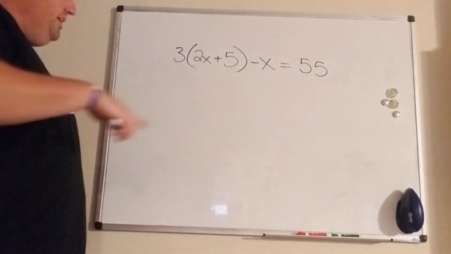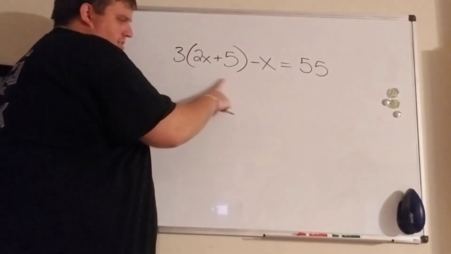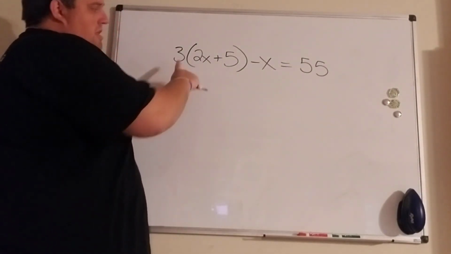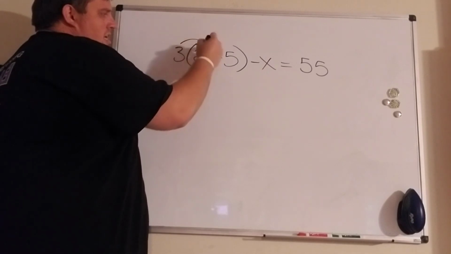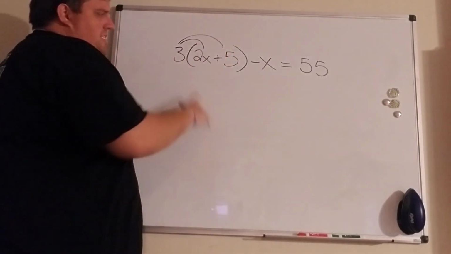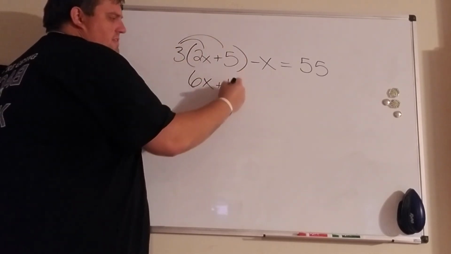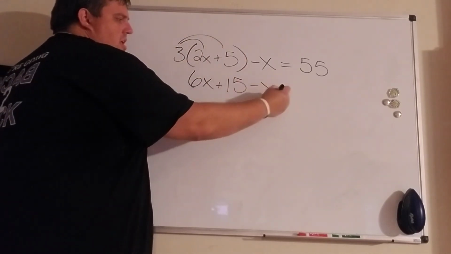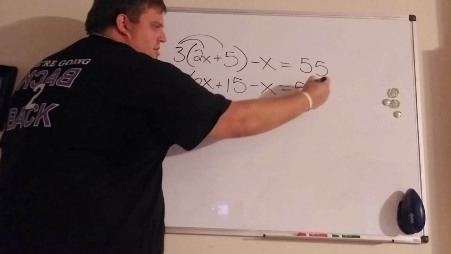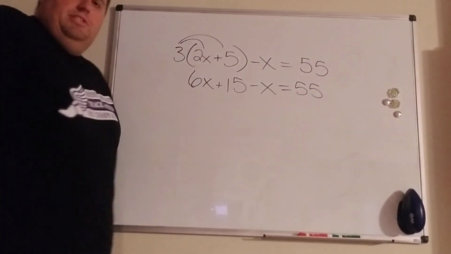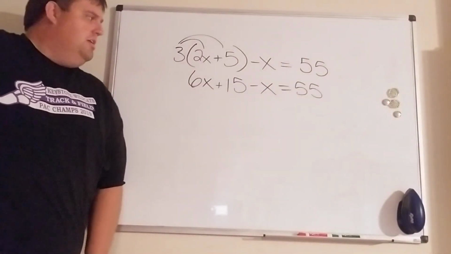First of all, hopefully when you see these parentheses, you're thinking distributive property. We can take this 3 and multiply it by all the numbers inside. 3 times 2x is 6x. 3 times 5 is 15. And that gets rid of those parentheses for us, right?